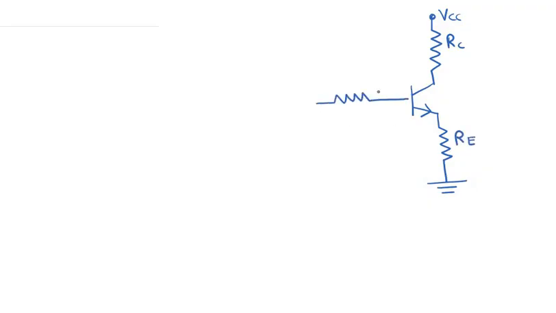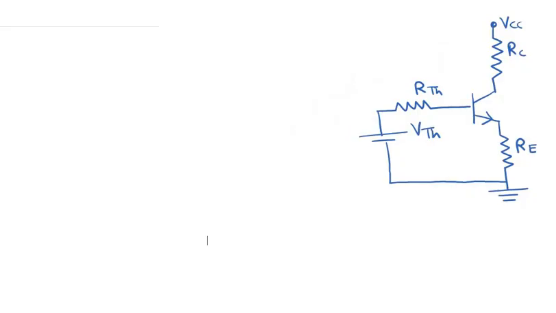So we have this resistor RC over here, which is connected to this point VCC, and then we have this transistor, and then we have this emitter resistor over here, RE, and then we have this Thevenin's equivalent resistor RTH, and we have this Thevenin's equivalent voltage VTH, which is basically connected to the ground. Okay, so this was basically our configuration.